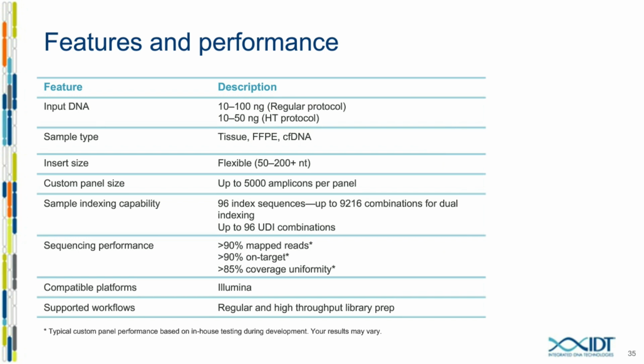These are the performance guarantees we're going to put on rhAmpSeq. As I mentioned earlier, there are no stocked panels. Everything will be custom and all the design will be handled by IDT. So it's quite important that we put some performance guarantees on that, and these are some pretty good performance metrics that we will regularly meet. Right now, it's only compatible with Illumina platforms. We hope to support other instruments in the future, but right now it's just Illumina. And as I mentioned, we support our regular and high throughput library prep methods.